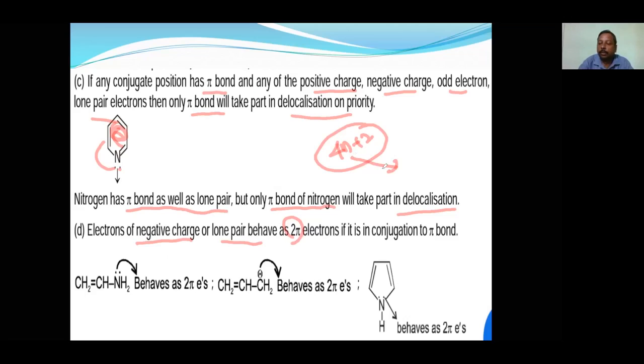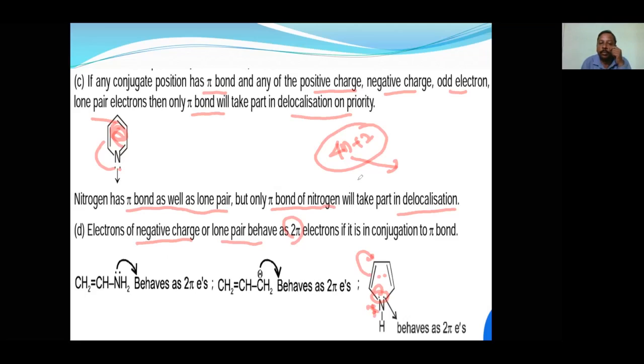So if they ask the number of pi electrons in this one, people will say 2 pi bonds, therefore 4 electrons. No. Here now it is a lone pair, but after that this will be converted to a pi bond, and this will be converted to a lone pair. There is one more lone pair also here, but you will count only one lone pair in the conjugation. So don't count this one.